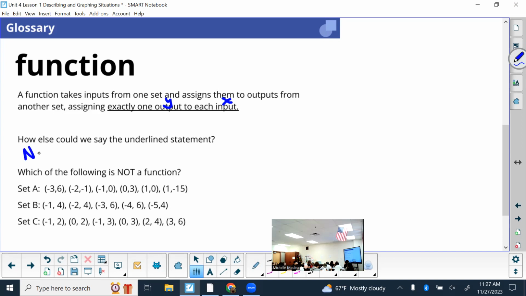So you need to also know that it's a function if there's no repeating x's.